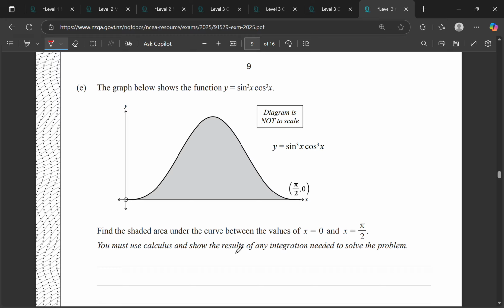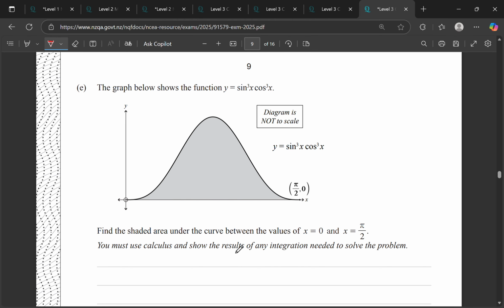The graph below shows the function y equals sine cubed x cosine cubed x. Find the shaded area under the curve between the values of x equals 0 to pi over 2. You must use calculus and show the results of any integration needed to solve the problem.